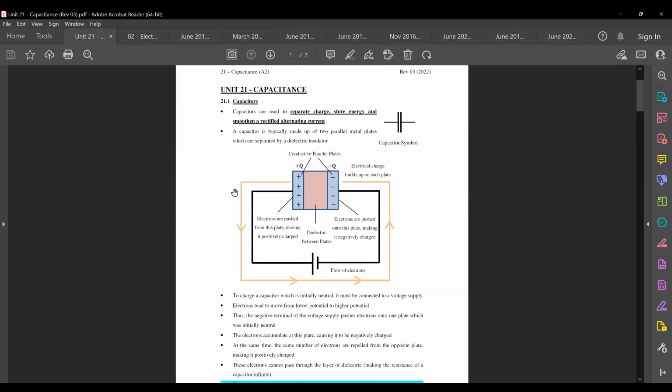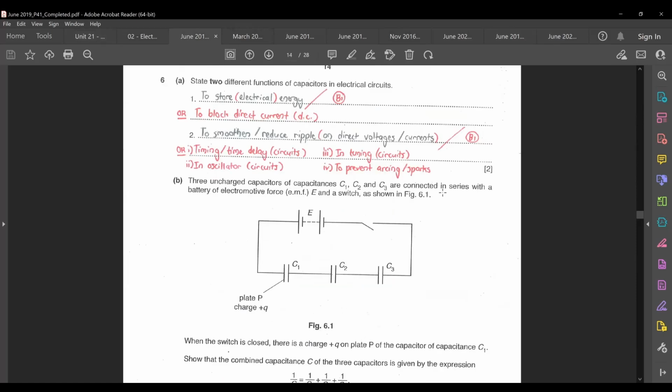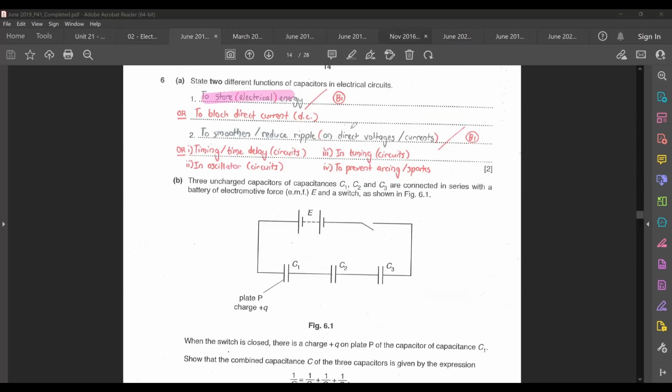To separate charge, to store energy, or to smoothen and rectify AC, you can actually just choose either one of them. Okay, so here you can just say is to store electrical energy or to smoothen ripple on direct voltages or current. This is actually the same as you saying smoothen, rectify AC, smoothen, rectify alternating current. This is actually the same thing, okay?